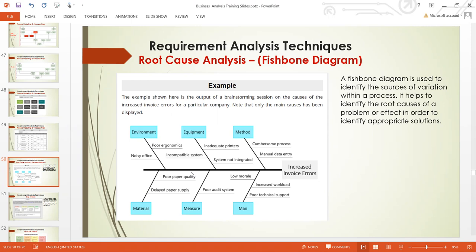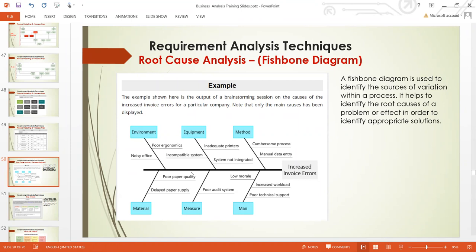Then we look at measure. There is no adequate regulation in place. There is a poor audit system. Because of that, the workers don't care, because they are not being regulated. Nobody cares about what they are doing.